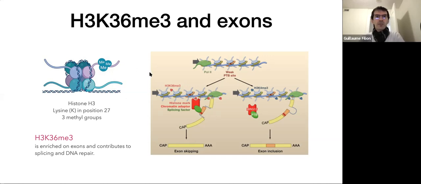Another one is that it contributes to DNA repair. If you have a double strand break in the vicinity of H3K36 trimethylation, it's going to be repaired faster. The mechanism is, again, this type of cartoon where you have the recruitment of specific proteins that interact with H3K36 trimethylation and then come faster to the spot of damage so that they can repair and move on.